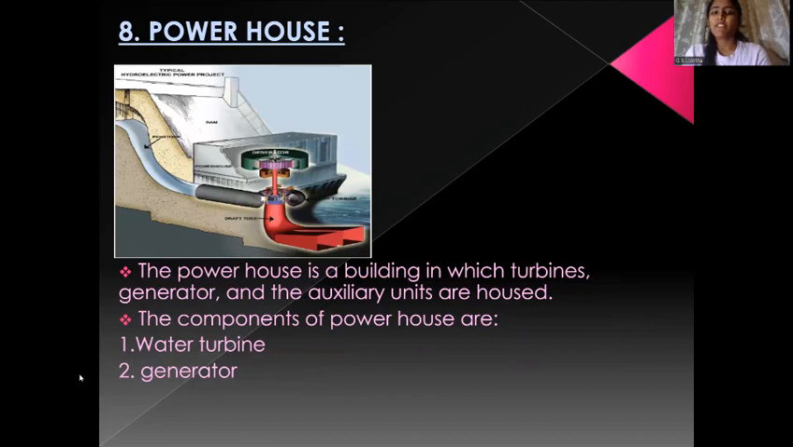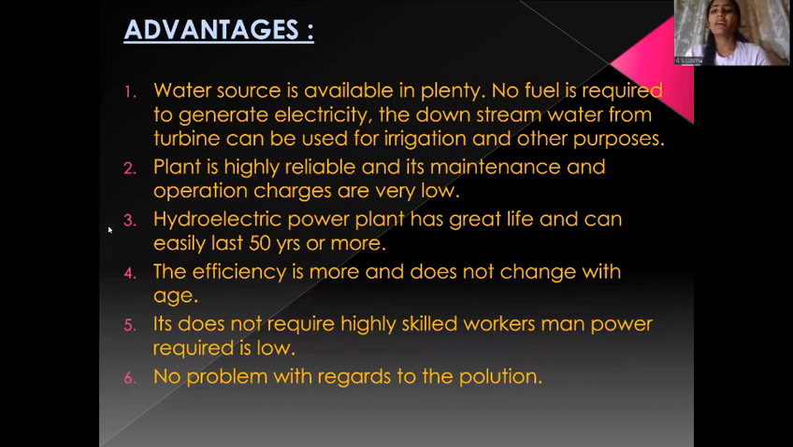Powerhouse. Powerhouse is a building in which turbines, generators, and the auxiliary units are housed. The components of the turbine house are the turbine, water turbine, and generator. The main advantages of a hydroelectric power plant are that the water source is available aplenty in nature. No fuel is required to generate electricity.